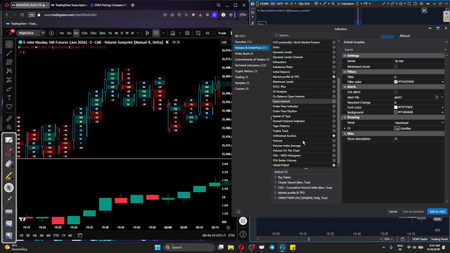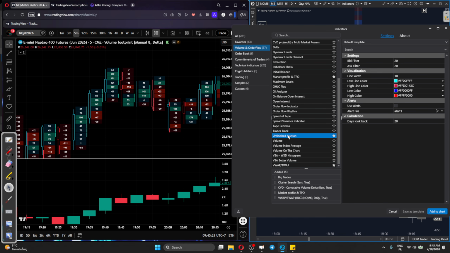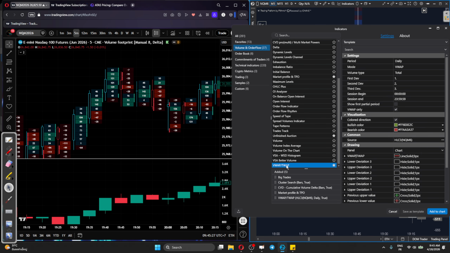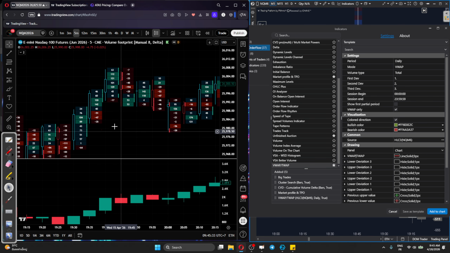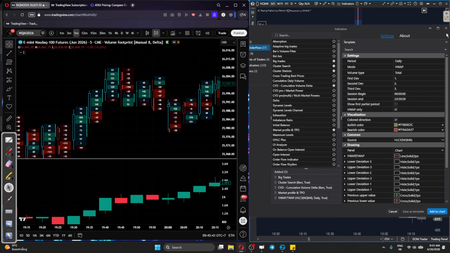That's quite a strong indicator to be looking at. I mean, you have a lot of stuff here. Unfinished auctions, pretty powerful. VWAP, of course. VWAP is something that I use every day. I'm looking at it. VWAP and previous day VWAP. Here you get the VWAP also, and it's pretty much the same actually as the ATAS VWAP. Pretty much the same in my experience. Okay, but you have a bunch of stuff.